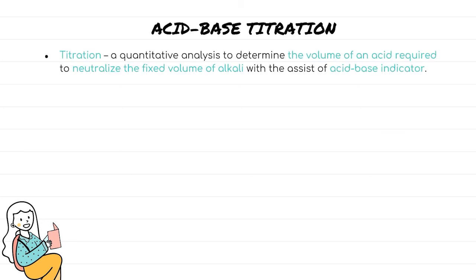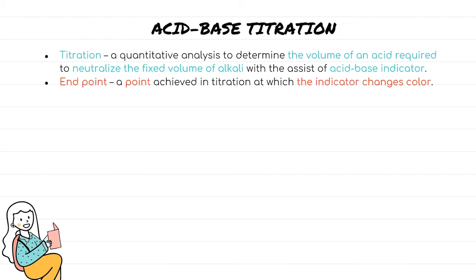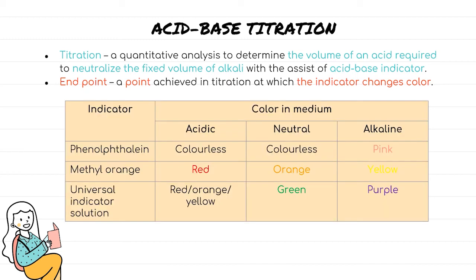Next, we are going to look at the acid-base titration. Titration is a quantitative analysis to determine the volume of an acid required to neutralize a fixed volume of alkali. When doing titration, we will reach the endpoint. What is the endpoint? It is the point achieved in titration at which the indicator changes color. So we have three indicators here: phenolphthalein, methyl orange, and universal indicator solution.